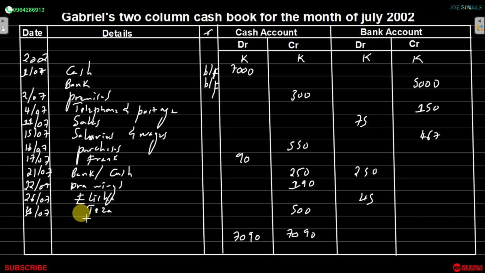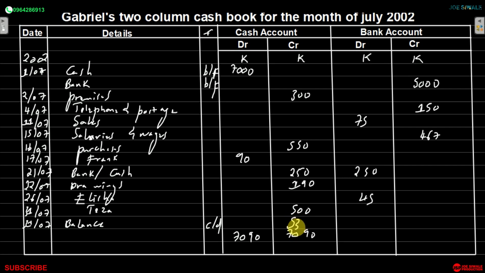So here we're supposed to find our balance carried down, and this is recorded at the end of the month. So this is going to be on the 31st of July. And how we find our balance carried down, we're going to find the difference of the side that is having a smaller amount, and the side that is having the smaller amount, we say this is the credit side. So we're going to say 7090 minus the total of the credit side, and the total of the credit side, we said it is 1790.